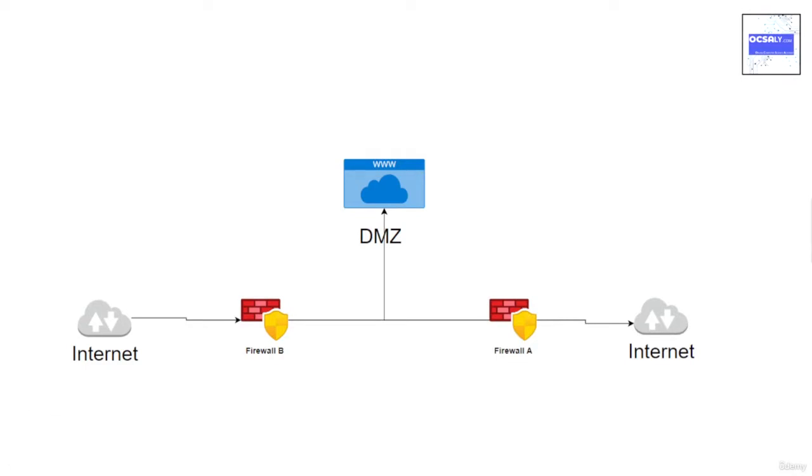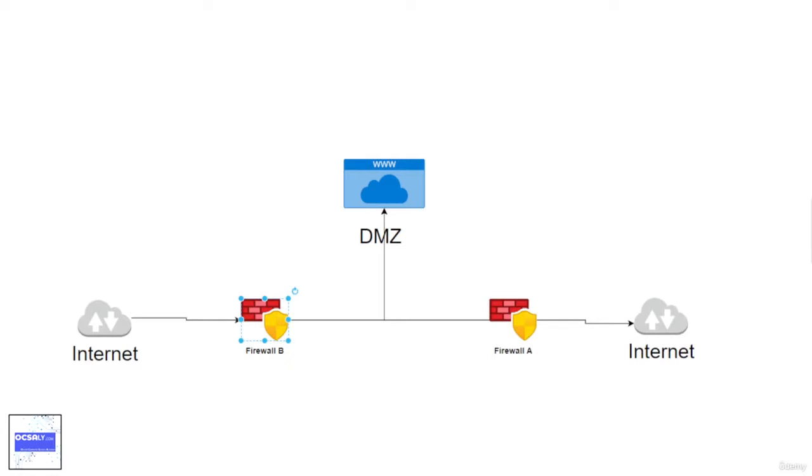So this diagram shows examples of firewall placement when implementing a DMZ. In this diagram, we can see that the DMZ has been implemented using two firewalls. In this instance, firewall A would have rules that allow traffic requesting web traffic, and firewall B here would have rules that block inbound requests from web traffic.